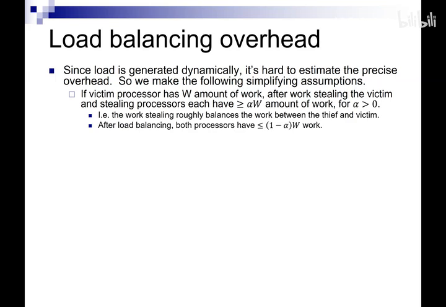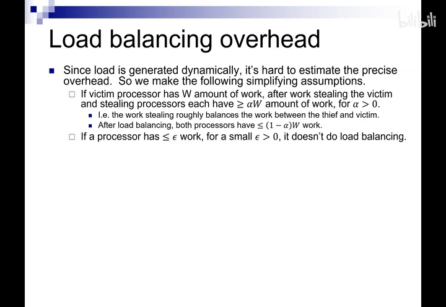Okay, so because the other processor, the victim, only started with W amount of work, this means that after work stealing, both of us have less than (1 minus alpha) times W amount of work. The other assumption is that we don't want to steal tiny amounts of work. So if a processor has less than epsilon amount of work for some small epsilon, then nobody will steal from that processor. It doesn't do load balancing.